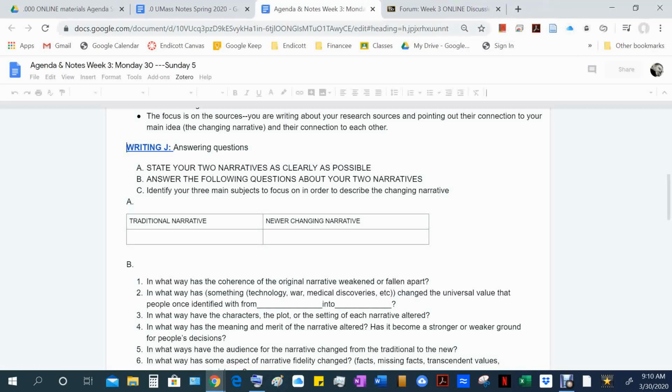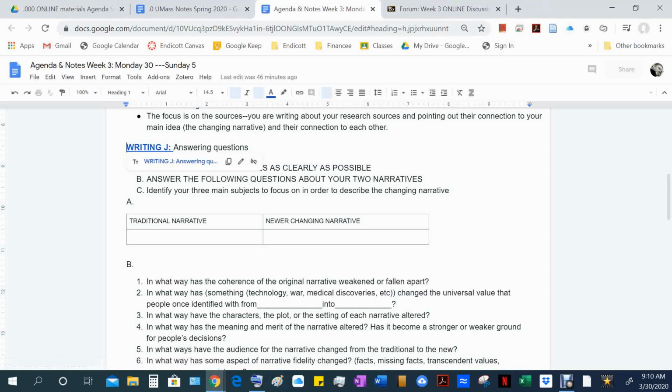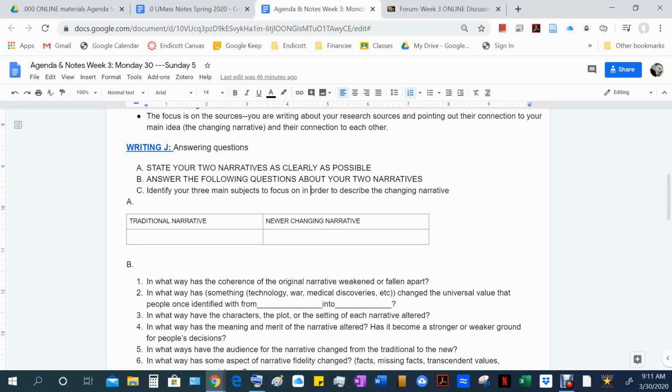Okay, so writing J is basically just trying to, again, take a step closer to figuring out what it is you're going to focus on for the literature review. So I'll talk about that in a second. But so writing J is this. It's very basic. There's these three parts to it.